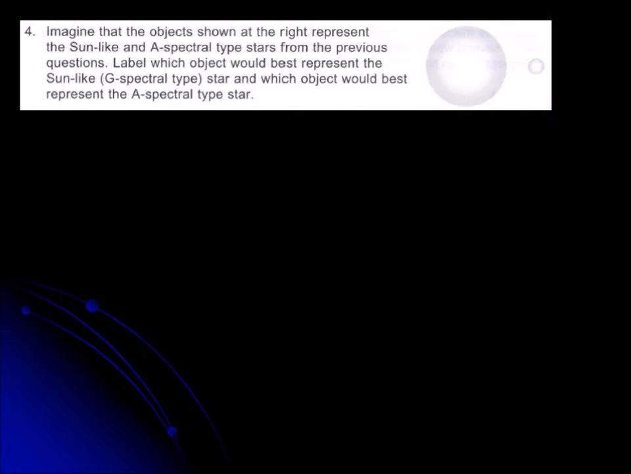Number 4. Imagine that these two stars represent a sun-like and an A spectral type star. Label which object would represent the sun and which would represent the A spectral type star. Well, if we remember the shape of the snake representing the main sequence stars in the H-R diagram, we see that as we move towards the A side of the spectrum, the stars become larger. So this would be the A, and this would be the sun-like star, the G.